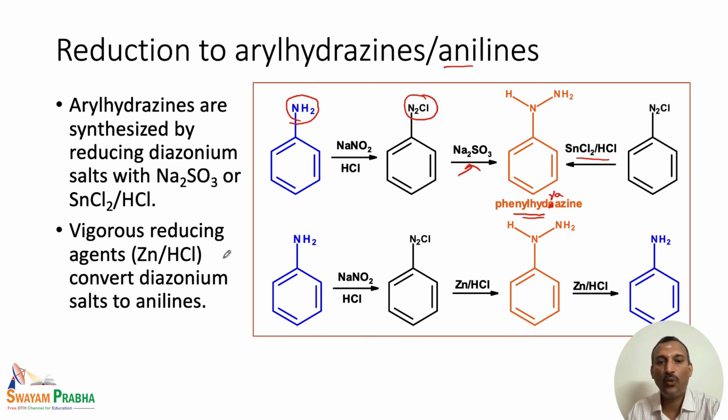And if we use some harsh reducing agents like zinc and HCl, the corresponding aryl hydrazine compound can be further reduced to the corresponding anilines, that means amino derivatives. So one of the NH2 groups is lost and we end up with the corresponding aniline derivative. For this reaction to occur, we have to use harsh reducing agents like zinc and HCl.